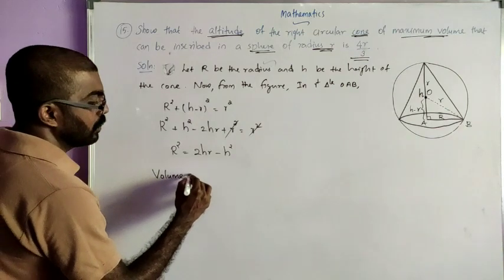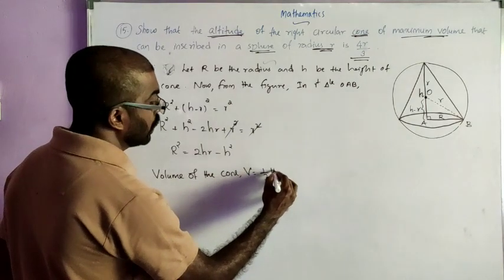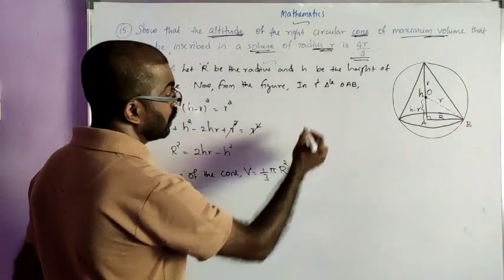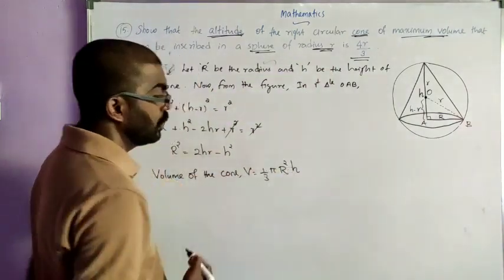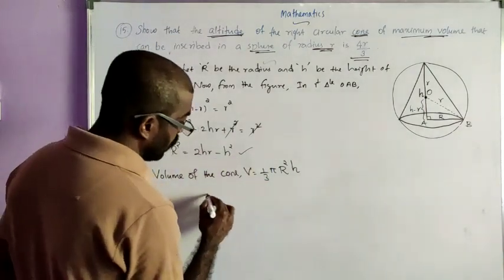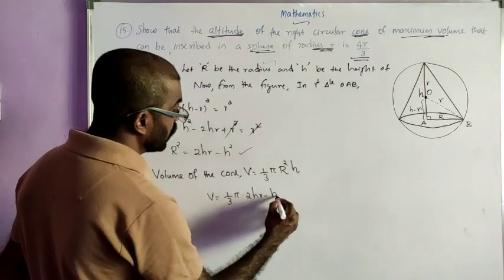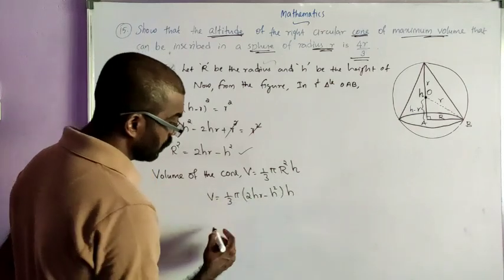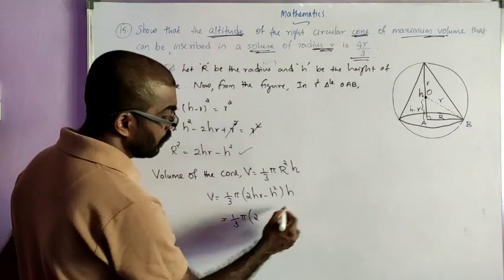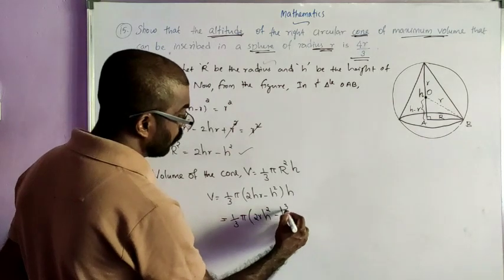Volume of the cone V is equal to 1 by 3 pi, here the radius we take as capital R, so R square, and height small h, 1 by 3 pi R square h. Now we can replace the value of R square here, that is V is equal to 1 by 3 pi into (2hr minus h square) into h, that is 1 by 3 pi into 2rh square minus h cube.